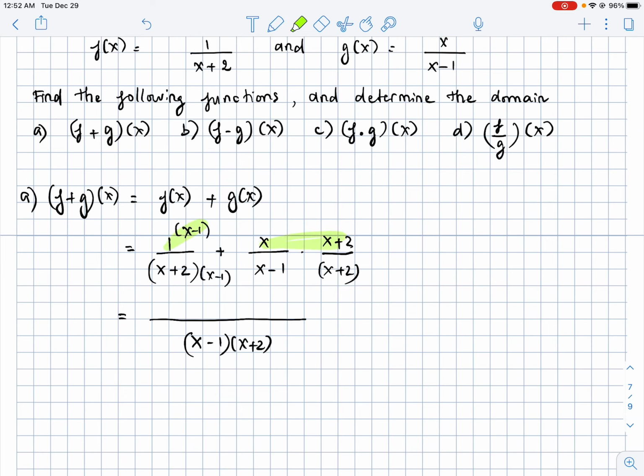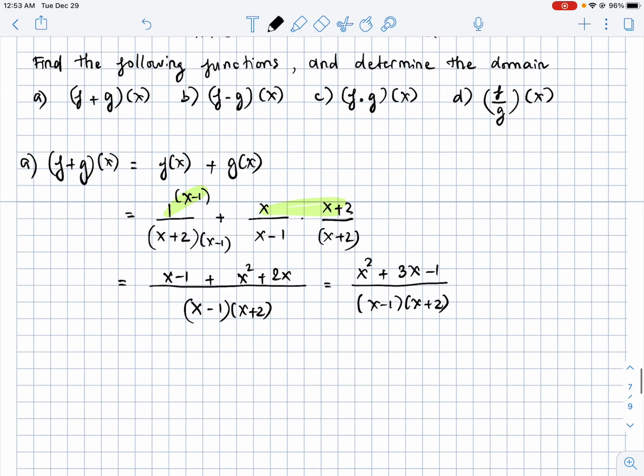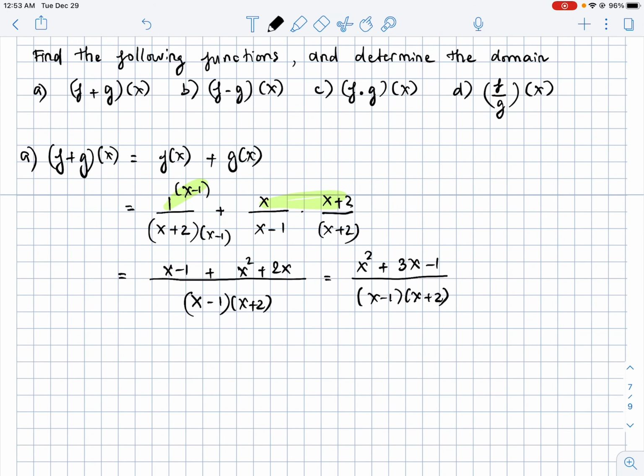We distribute the top, multiply them together. So we will get x minus 1 plus x squared plus 2x. And then we will combine like terms. So x squared plus 3x minus 1 over x minus 1, x plus 2.